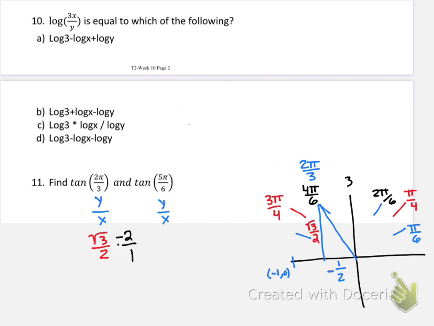should have been a 1, then we can see that our 2's cancel out, and I have negative square root of 3 over 1, or just negative square root of 3. That's the answer to the first one.